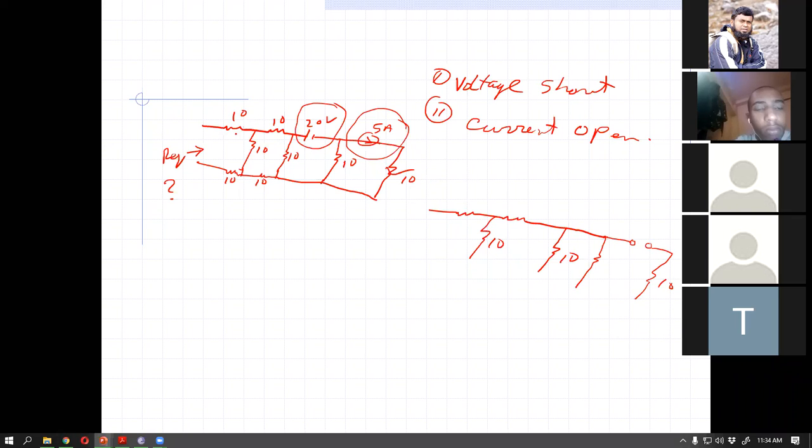This 10, this 10. Okay, at first, this 10 is this. Then this 10 is this. This voltage source is short, so this is the short. Okay, this is the short. And this 5 ampere current source is open. Okay.